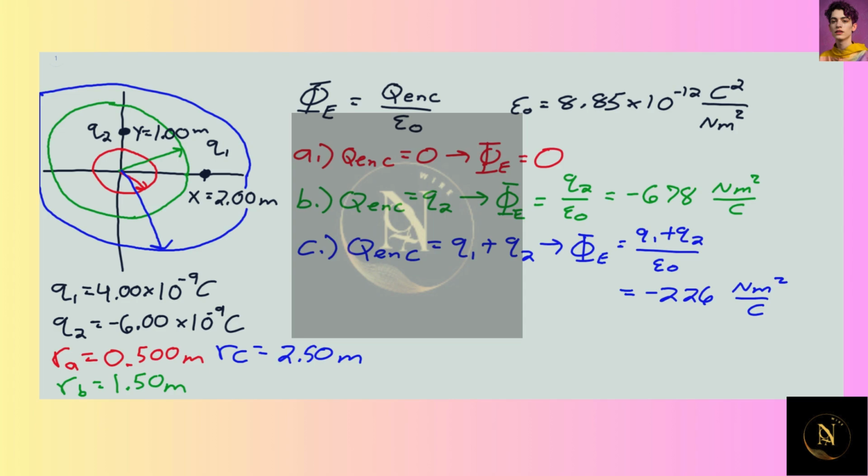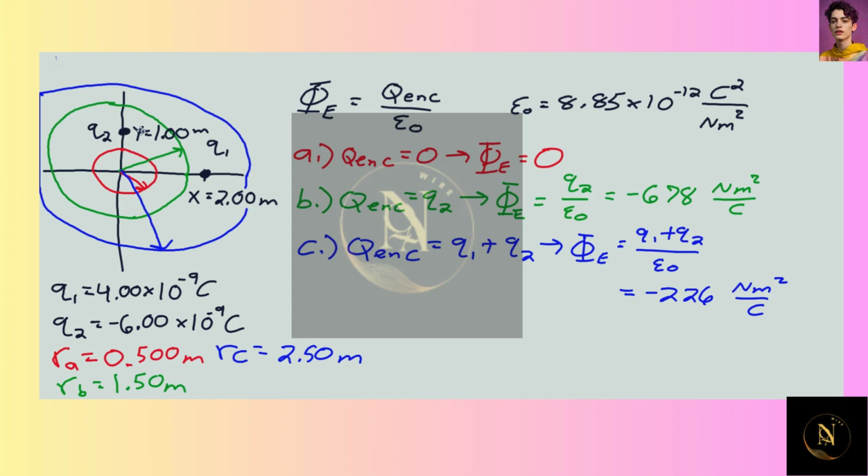A point charge Q1 equals 4.00 nanocoulombs is located on the x-axis at x equals 2.00 meters, and a second point charge Q2 equals negative 6.00 nanocoulombs is on the y-axis at y equals 1.00 meters. What is the total electric flux due to these 2 point charges through a spherical surface centered at the origin and with radius A, 0.50 meters, B, 1.50 meters, and C, 2.50 meters?